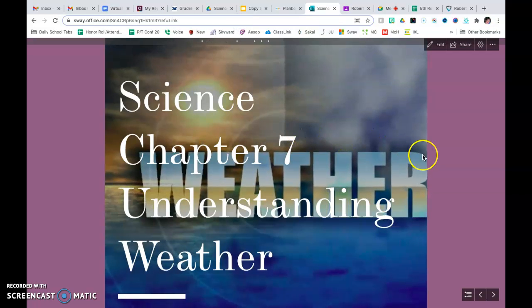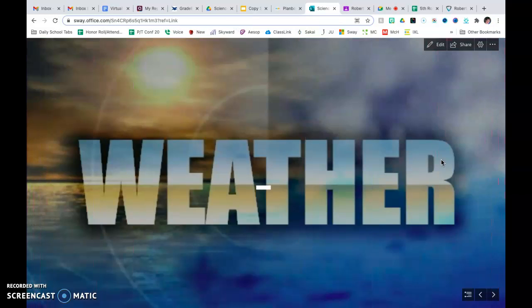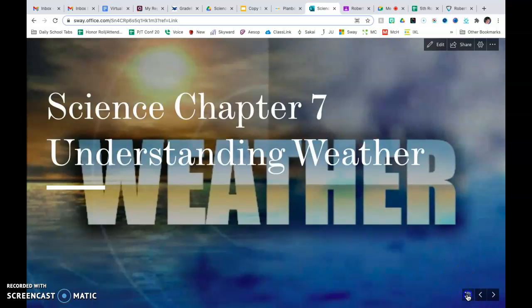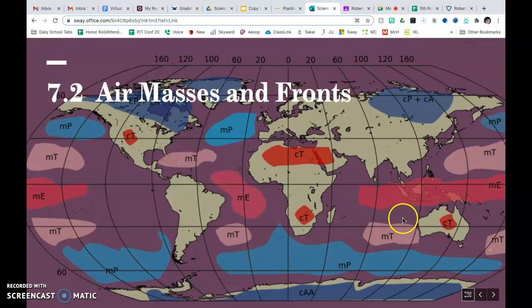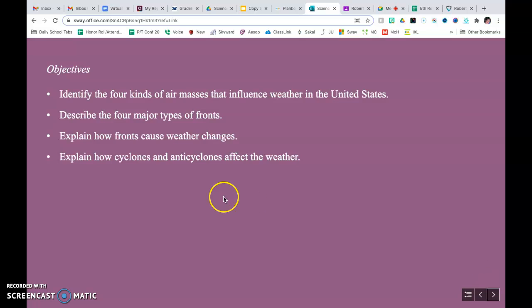Today we are going to continue our study of Science Chapter 7, Understanding Weather, with Lesson 2, Air Masses and Fronts. We have 4 objectives for today's lesson that you should know by the end of the lesson. You should be able to identify the 4 kinds of air masses that influence weather in the United States, describe the 4 major types of fronts, explain how fronts cause weather changes, and explain how cyclones and anticyclones affect the weather.